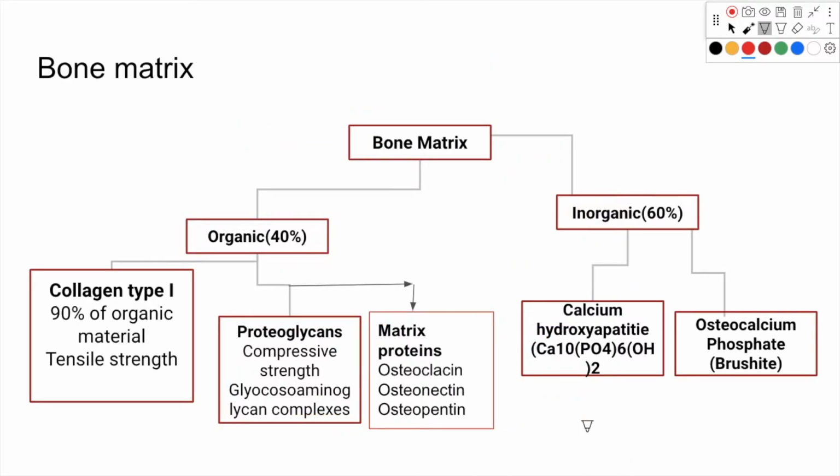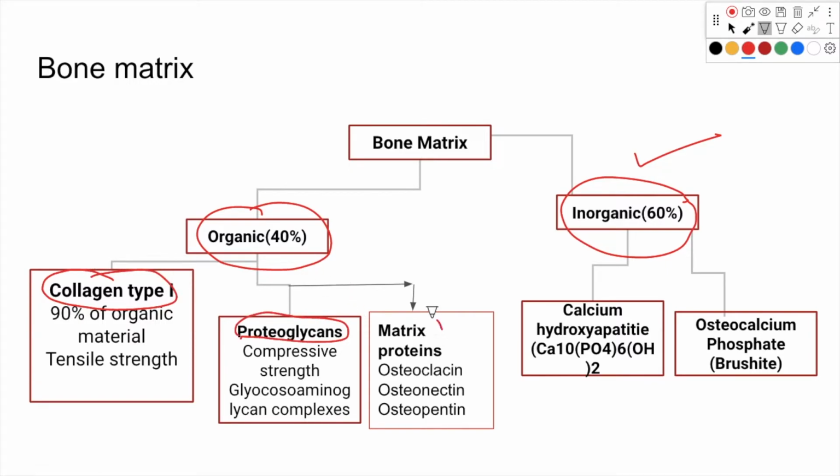So now let's move on to the bone matrix. What are the contents of the bone matrix? Bone matrix is made up of organic material, which is about 40%, and inorganic material, which is about 60% of the content. So inorganic material is much more than the organic material. Organic material contains collagen, which is 90% of the material, and then proteoglycans and matrix proteins. So these are three components, of which type 1 collagen is of the highest percentage of the organic portion, which is 90%.